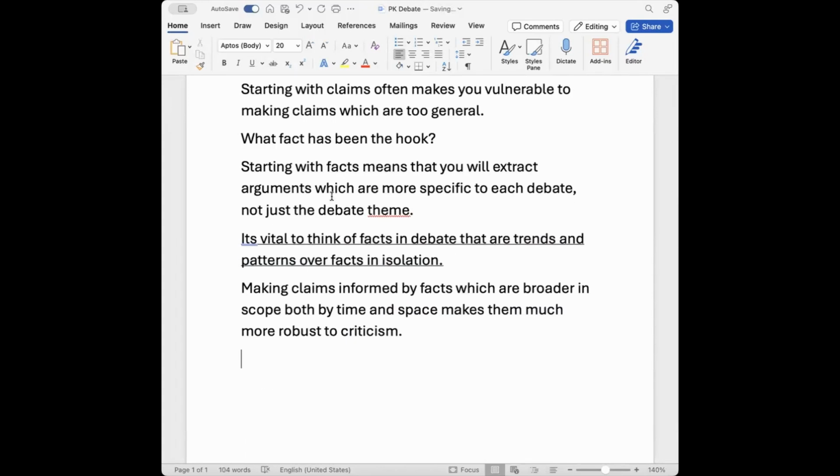Now I'm going to make 2 observations about claims, where again, these are some things which aren't obvious in case prep strategies.